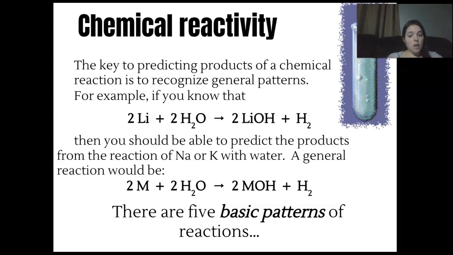And if that works, then you should be able to predict the products from the reactions of sodium and potassium, remembering that lithium, sodium, and potassium are in the same group with typically the same reactivities. So a general reaction based on what we just did would be 2 of that element plus 2 water gives you 2 element oxide with hydrogen. And how we know this is there are 5 basic patterns that we look for to help us figure out what's going to be produced.